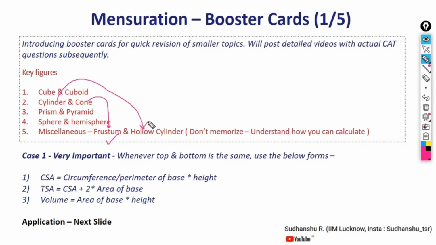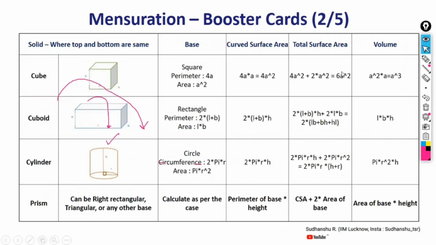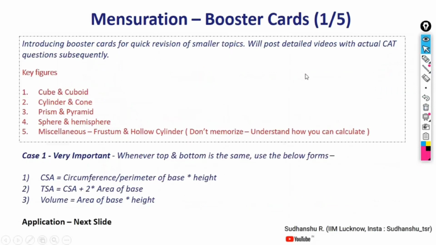Consider the first case of figures. First case is when top and bottom is the same. What's an example? An example can be, let's say, a cube, right? So the top as well as the bottom are the same. Cylinder also, here your bottom is also a circle and top is also a circle of the same radius, right? Similarly with prism also. So such are examples of the first category of figures where top and bottom is the same. So here we have very simple formula.